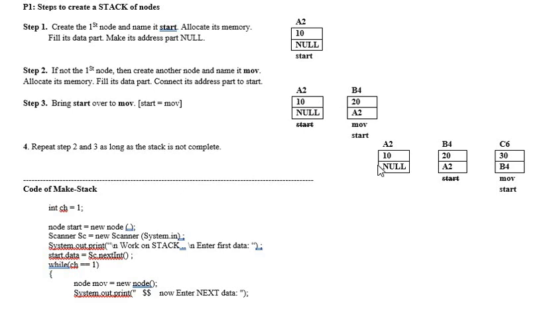Now you can see one more node is to be added to the current list. So in the same way, the new node is created. When the new node is created, C6 is allotted. Suppose the memory address C6 is given to move, and the previous move value of B4 is erased. With this new memory allocation, the data part is input and the address part is given. The value of start, which was waiting at B4, now comes over to C6.